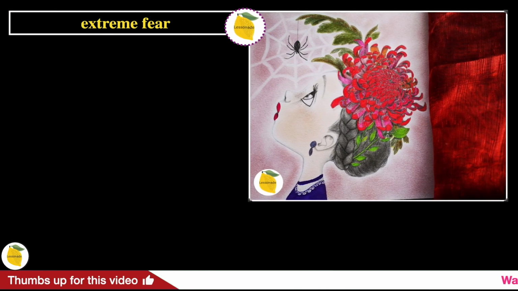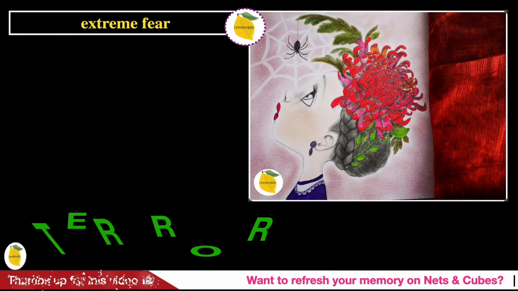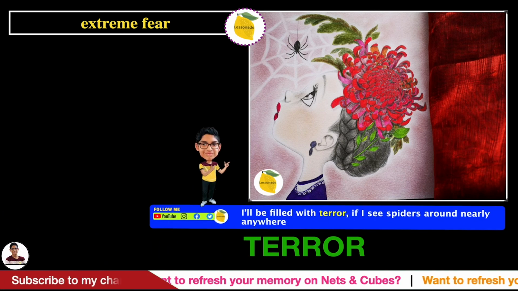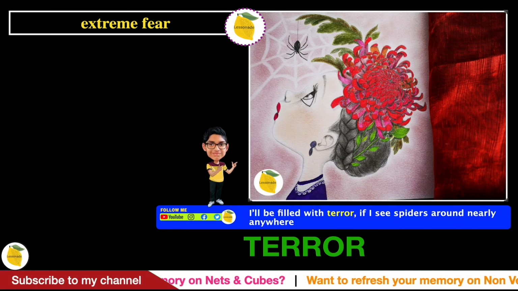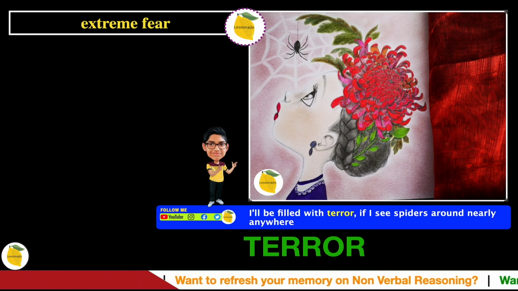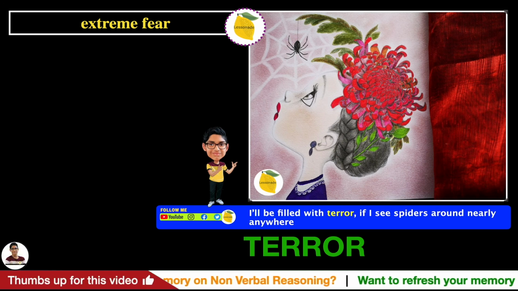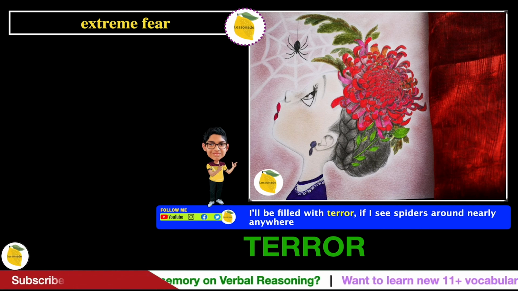The next one is extreme fear. In this picture we can see someone who has extreme fear of a spider, and therefore the word will be terror. And the sentence for this word is, I would be filled with terror if I see spiders around nearly anywhere.